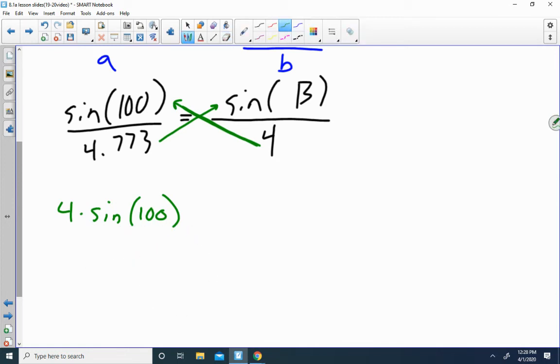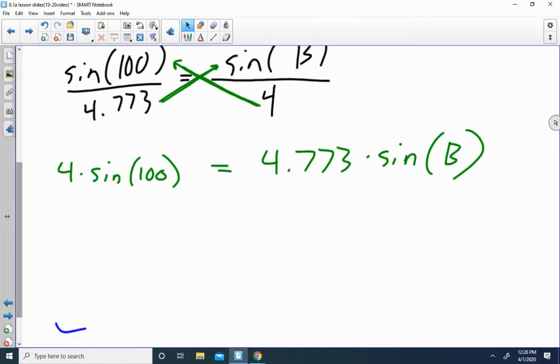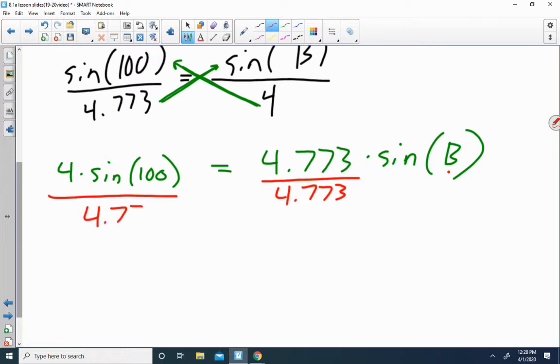Okay, cross multiply, you get 4 times sine of 100 degrees. Cross the other way, you'll get 4.773 times sine of big B. Okay, now next, our main objective is we got to get the big B by itself. I'm going to do the easy stuff first and divide by 4.773 to both sides.